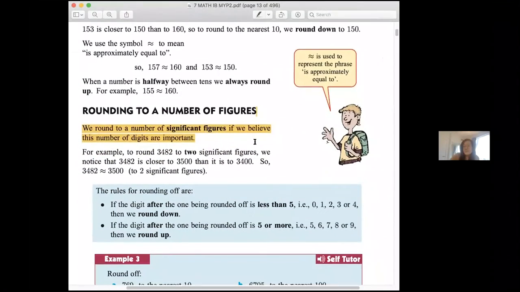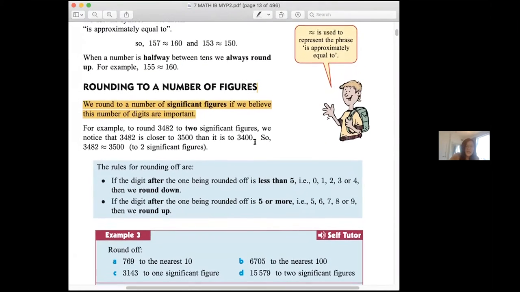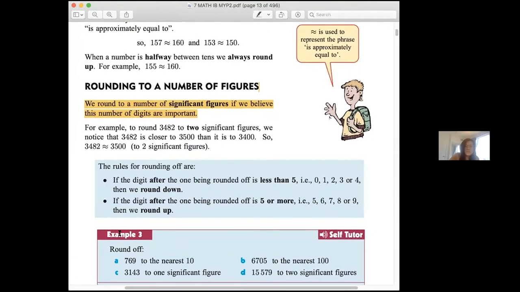So we're gonna round numbers off to give us a better estimation. Sometimes we don't need much detail. Example 3, we need to round them off to either the nearest tenths or hundreds. For significant figures, one significant figure, we read it in short. We round to a number of significant figures if we believe this number of digits are important.